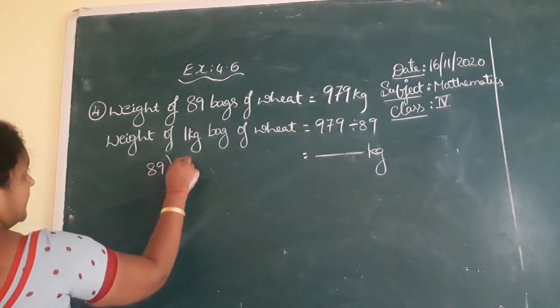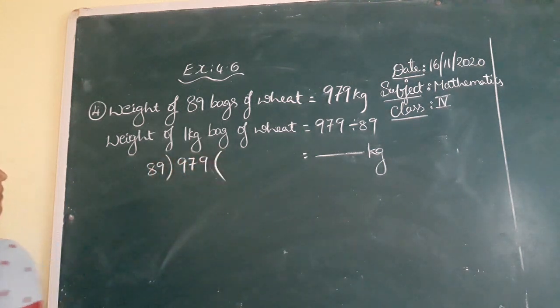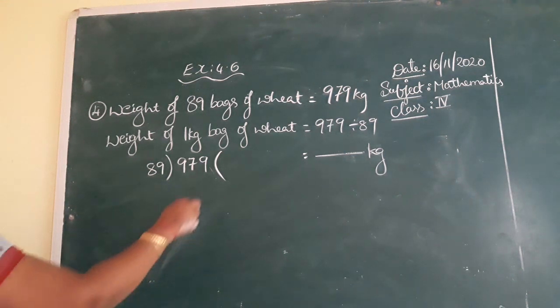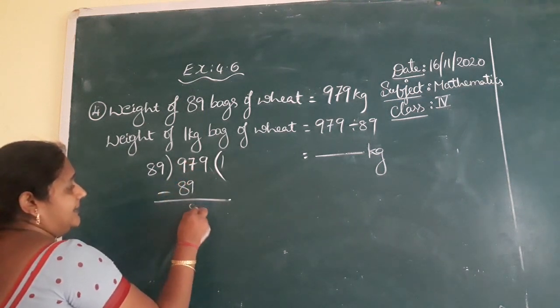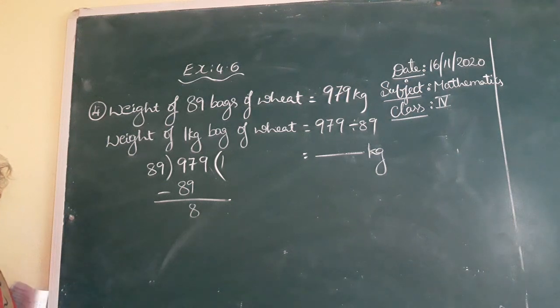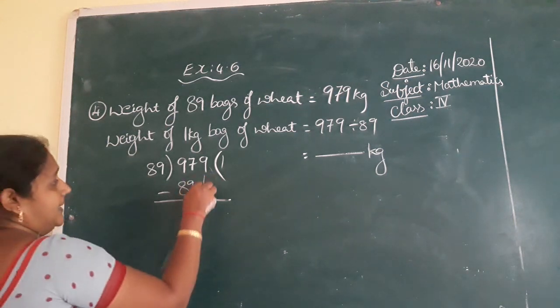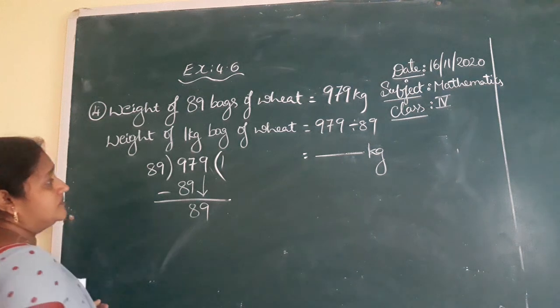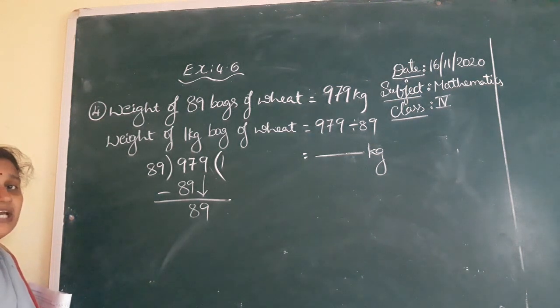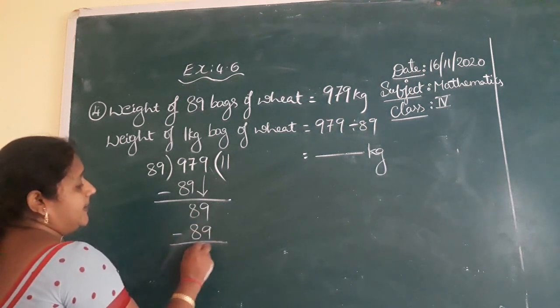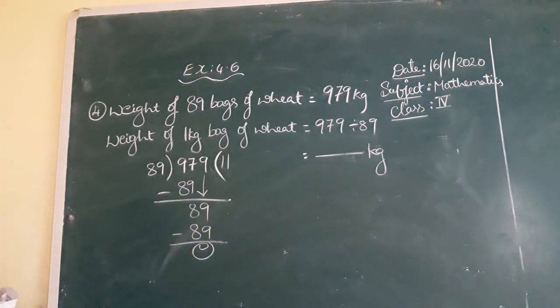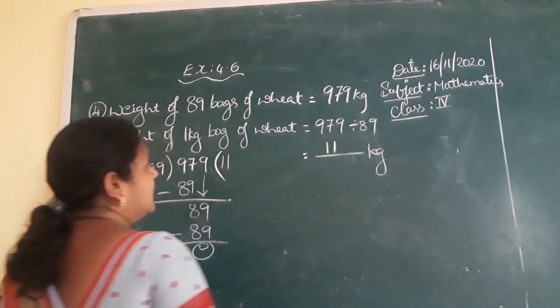89 divides 979. It is possible only one time if you take 2 digits at a time. One time 89. 17 minus 9 is 8. 8 minus 8, 0. So now drop down 9. 89 in the 89 table, how many times? 1 time, children. 89 ones are 89. Remainder 0. So what is the weight of each bag here? 11 kg. Each bag weighs 11 kg.